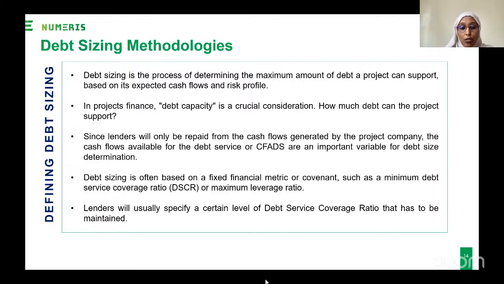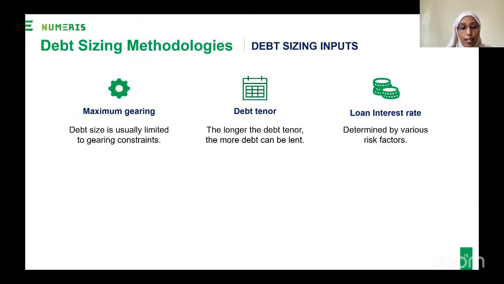So besides the cash flows, lenders will also look at various financial metrics, such as the maximum gearing levels and the DSCR, to determine ideal debt size. So, for example, lenders will usually specify a certain level of debt service coverage that has to be maintained throughout the project or the loan tenure.